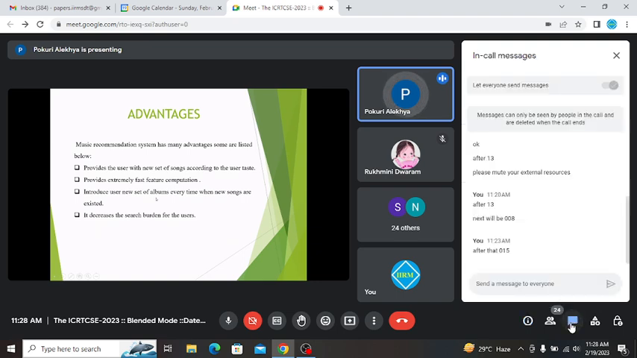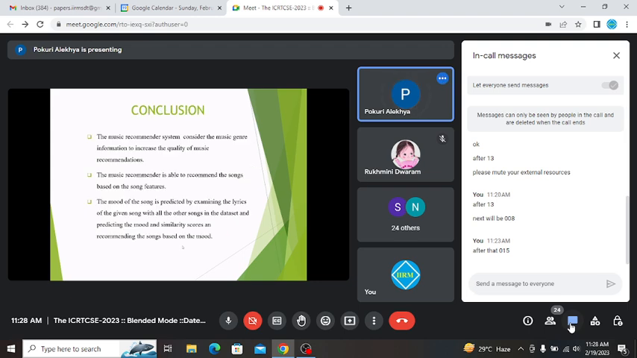That means new albums will be created day to day, but the user might not know about these albums, but our music recommendation system will help to introduce these albums to the users and decrease the burden on the user. That means the user will have less burden, as our system is recommending rapidly. It is automatic, so there is no such burden to the user. These are the advantages of our system.